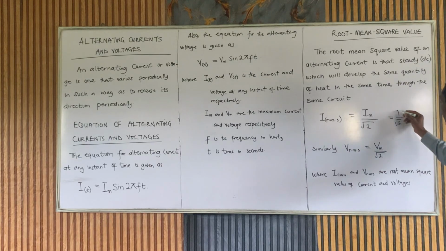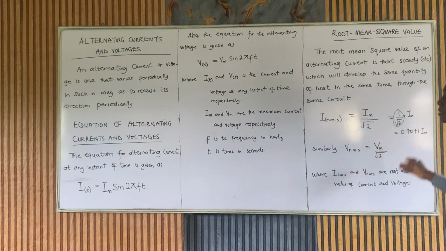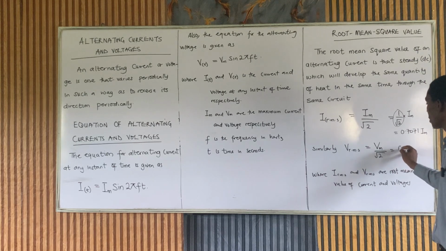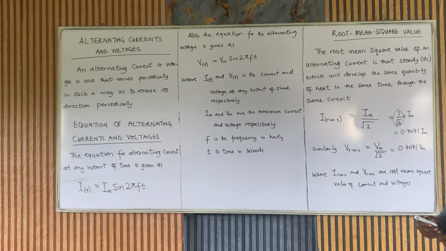And you see, if you evaluate 1 over root 2, you're going to have 0.7071 Im. So this is it. It can be like this. And for root mean square voltage, it can also be 0.7071 maximum voltage, or maximum voltage over root 2.